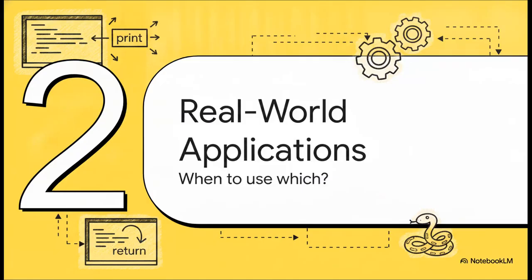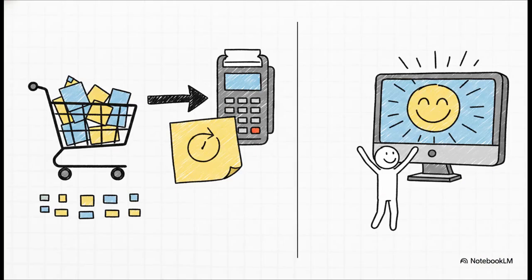Okay, let's make this concrete. Section 2. Real-world applications. When exactly should you use which? Let's imagine you're coding the checkout system for an e-commerce app. You've got a function that calculates the final bill amount by adding up the cart items and the taxes. That function absolutely must use a return statement. Why? Because the next part of your program, the part that actually pings the credit card API, needs that exact mathematically calculated number to process the charge. It needs the sticky note.